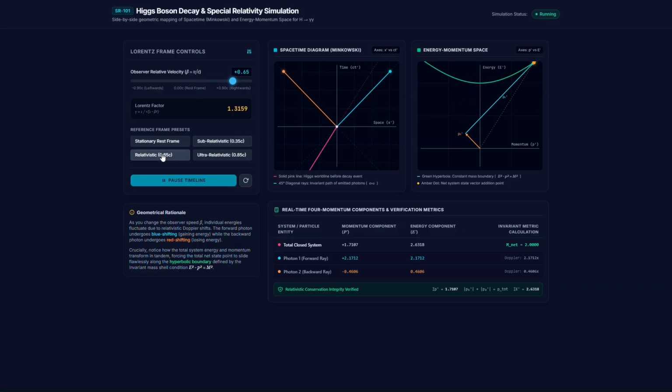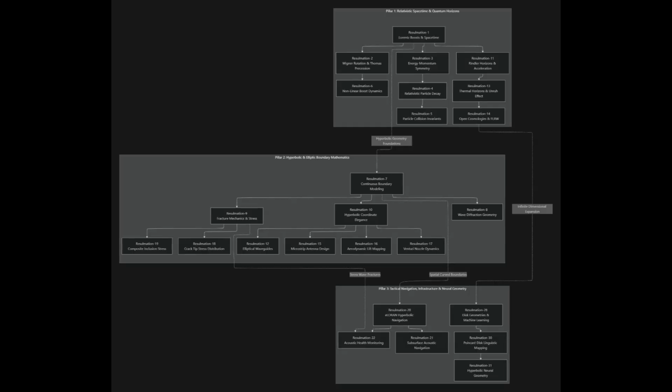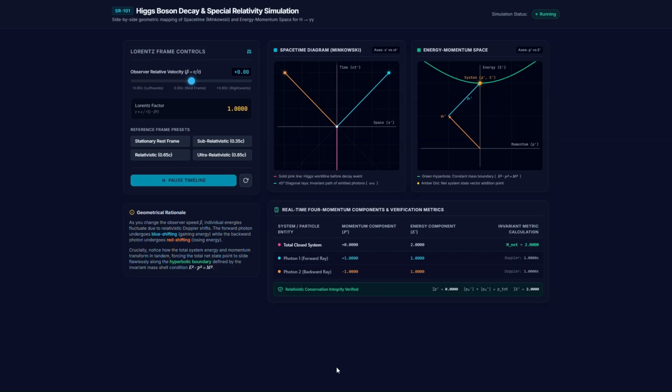This side-by-side geometric coordination elegantly demonstrates that even though frame-dependent energy and momentum values fluctuate wildly depending on the observer's speed, their vector summation perfectly balances to preserve total system conservation and keep the net invariant mass of the closed physical system constant.